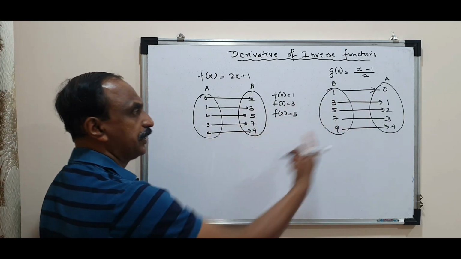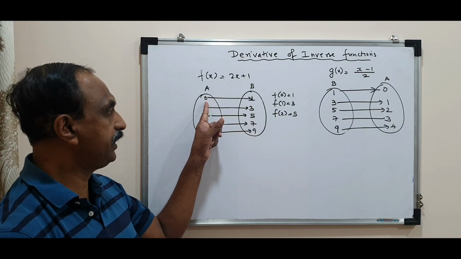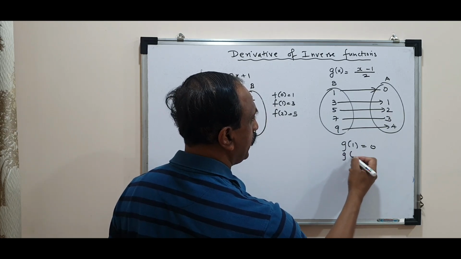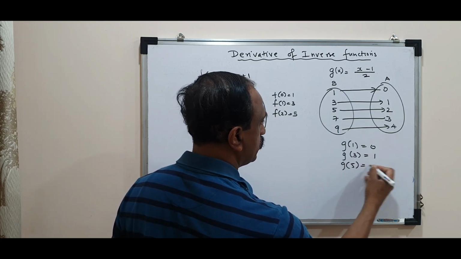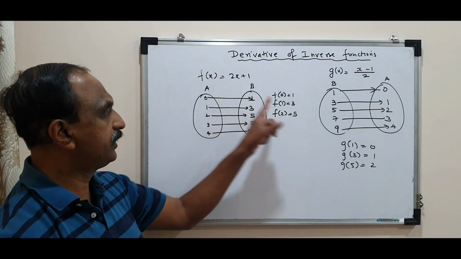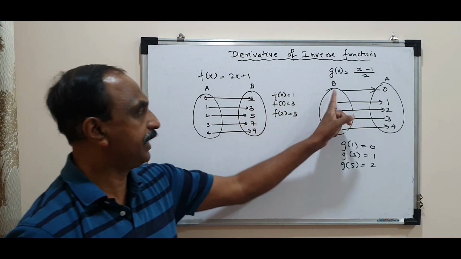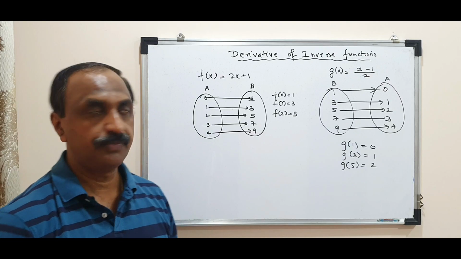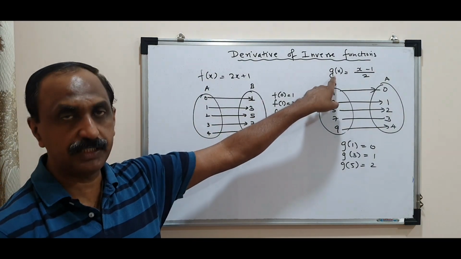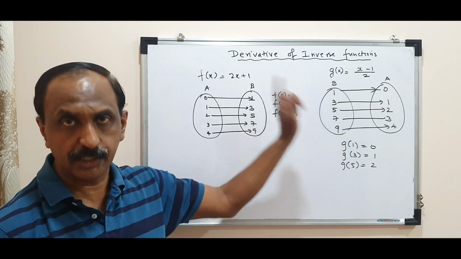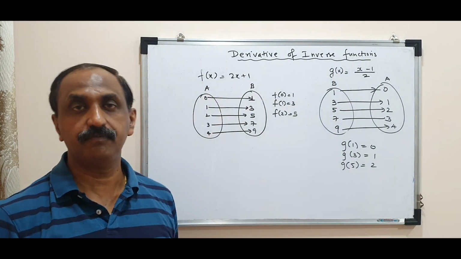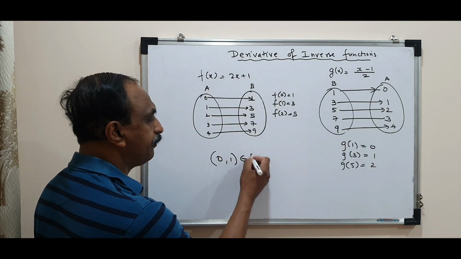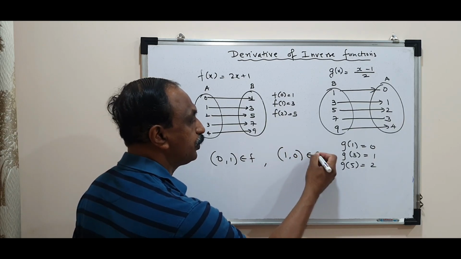If you compare both functions, what do you notice? Whatever the x coordinate here, and if you write this way, one more thing I forgot. G of 1 is 0. G of 3 is 1. G of 5 is 2 and it goes on like that. If you look at this, here 0 is related to 1 and here 1 is related to 0. So what do you notice here? X coordinate and y coordinate are getting interchanged. We say that f is the inverse of g, as well as g is the inverse of f. One important thing to notice: if (0, 1) belongs to f, then (1, 0) will belong to g.